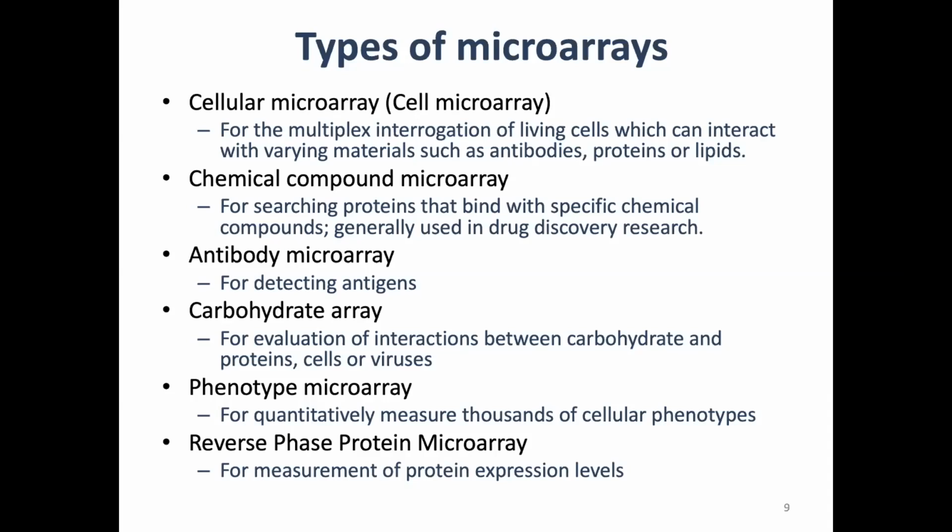So one type is a virochip. Last year, I was one of the presenters about virochip. Virochip is a microarray that measures the different types of viruses. This is for viral profiling, viral expression profiling. So virochip. There are different other types of microarrays.